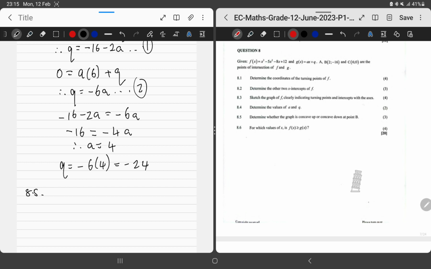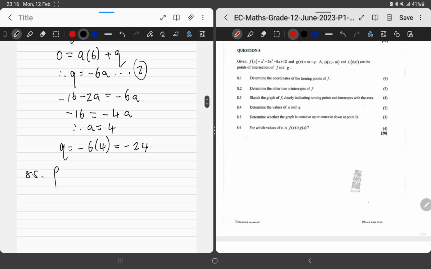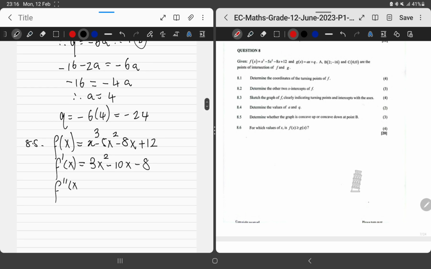8.5. Determine whether the graph is concave up or concave down at point B. So that is f. f = x cubed - 5x squared - 8x + 12. When we find the first derivative, this gives us the x values of the turning points. And when we find the second derivative, this gives us the x value for the point of inflection.